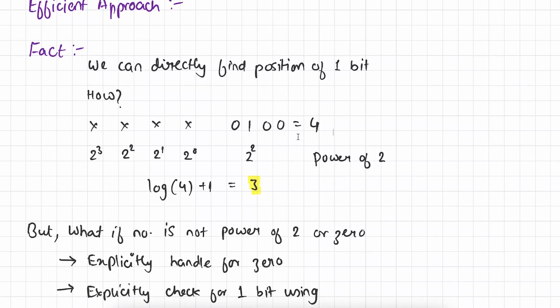So to get the position of this bit, we simply have to take log of 4 and add 1 to it. And when we do this, we get the position right away. So we do not need to do anything if we know that a number has exactly one set bit. This way we can directly find the position of that bit. So this is the one fact we need to know.